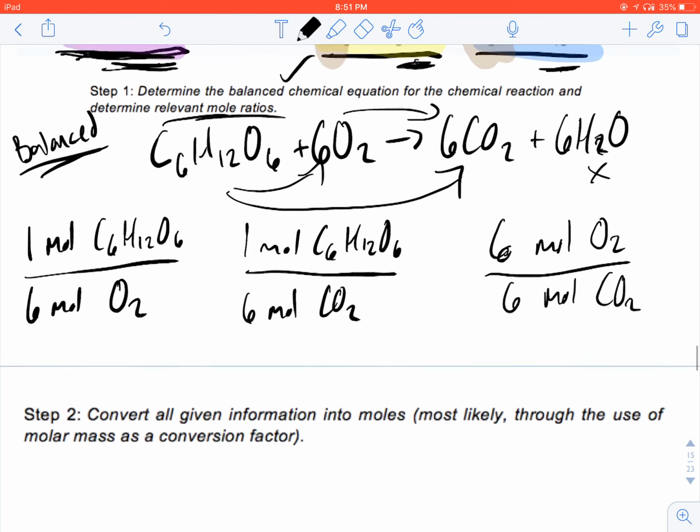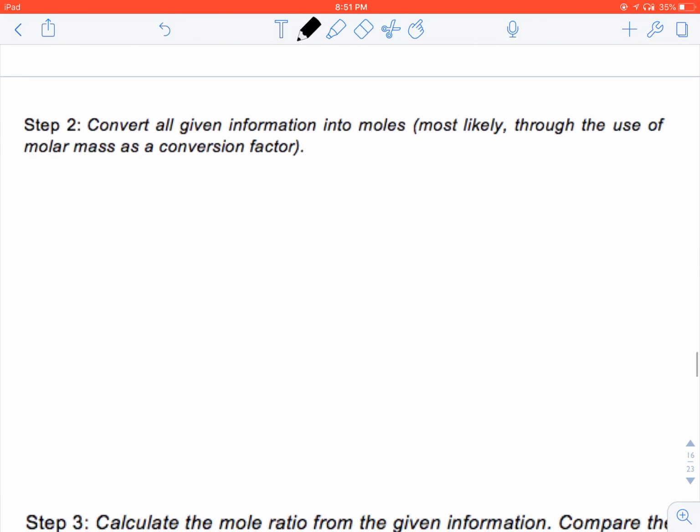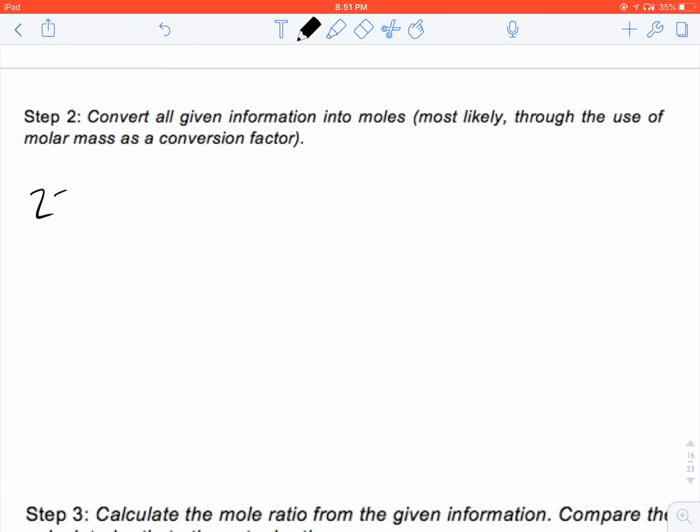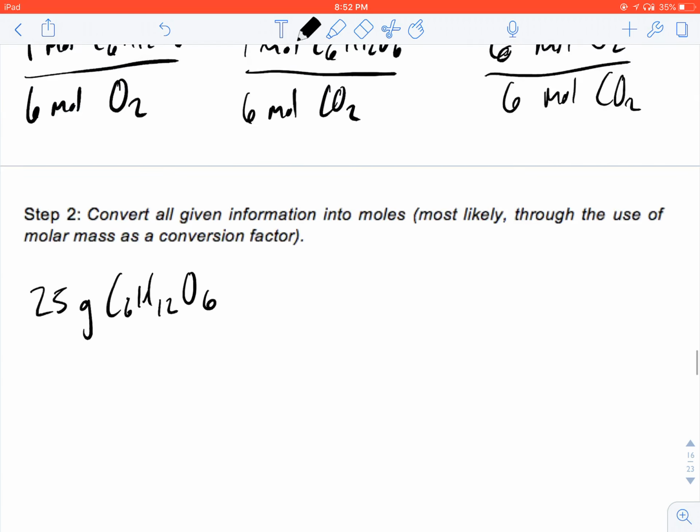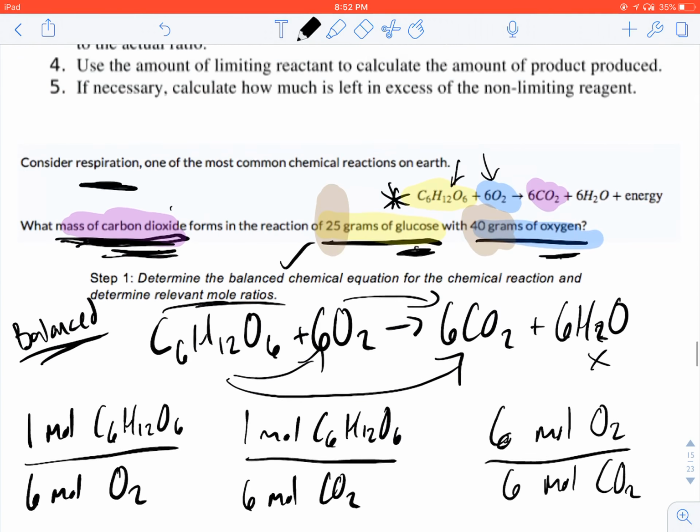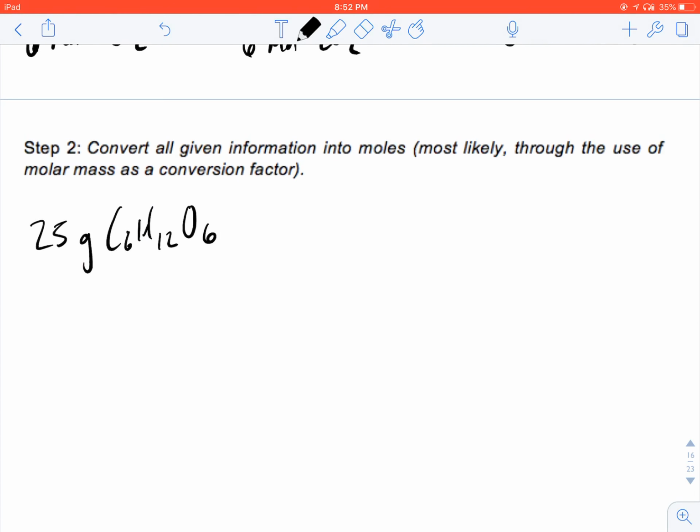let's write those down. So, 25 grams of glucose. And we have, what's the other one again? 40 grams of oxygen.